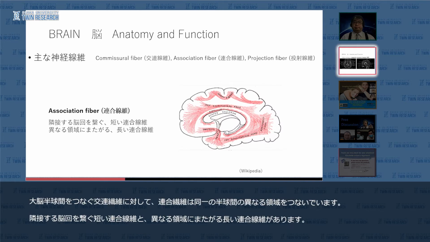In contrast to commissural fibers, association fibers connect regions within the same hemisphere of the brain and are categorized as short association fibers that connect adjacent gyri and long association fibers that make connections between more distant parts.